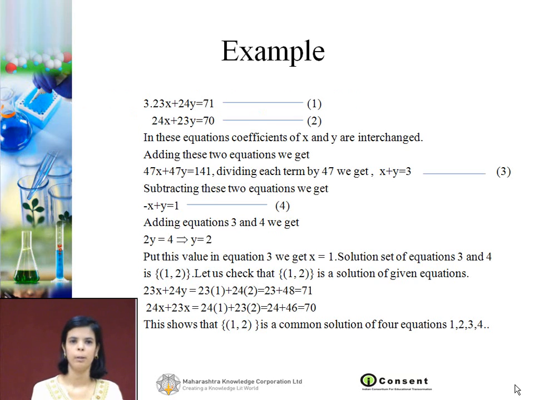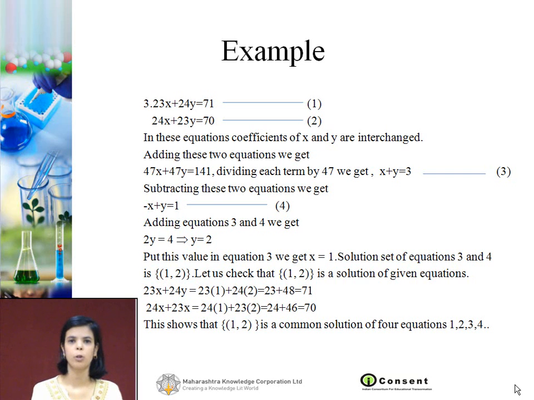Consider one more example. 23x plus 24y is equal to 71 and 24x plus 23y is equal to 70, called equation 1 and 2 respectively. If we observe these two equations, we can see that the coefficients of variables x and y are interchanged. Adding these two equations, we get a new equation, that is 47x plus 47y is equal to 141. Divide each term on both sides by 47. We get x plus y is equal to 3, called equation number 3.